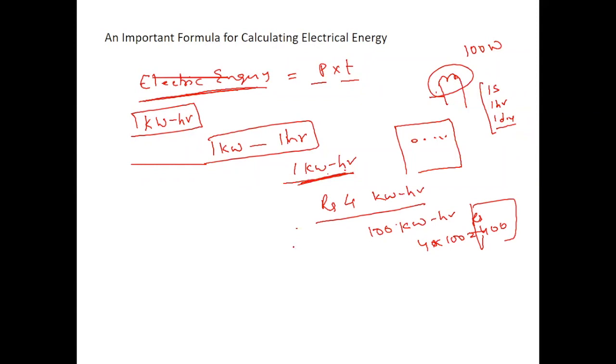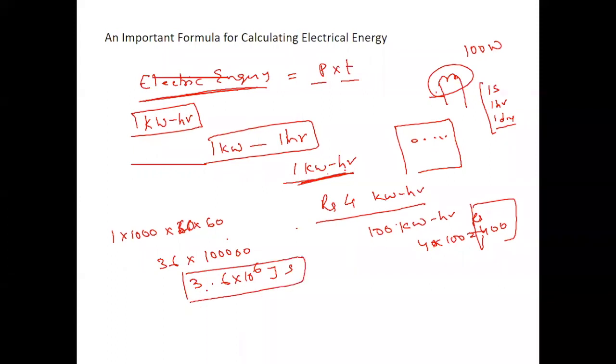If we convert it into joules, how can we convert it? 1 into 1000, and an hour is 60 into 60, so 3600. So 3.6 into 10 to the power 6 joules. This is the unit.